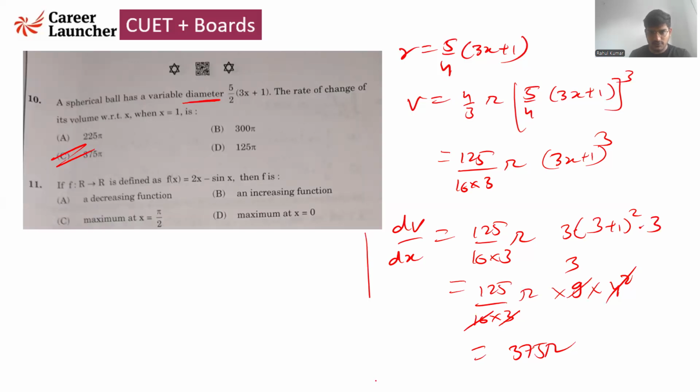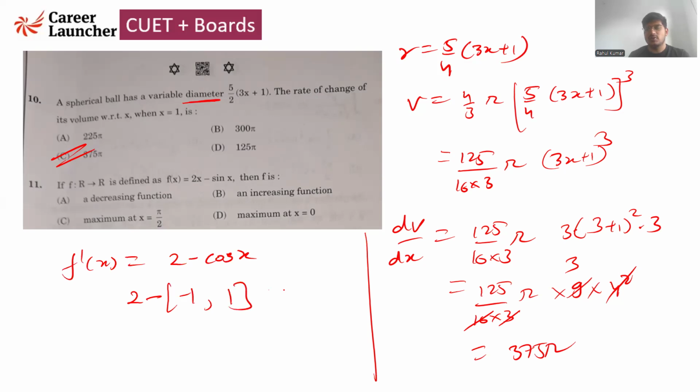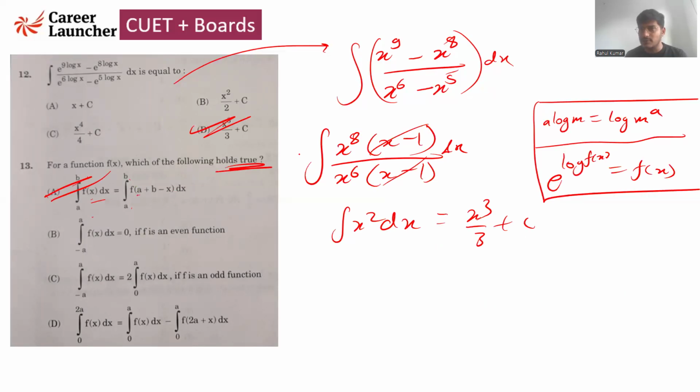Now we have the next problem, which is the 11th one. If f from R to R is defined as this function, then you need to check whether the function is increasing or decreasing. First, we'll find f dash x, which is 2 minus cos x. The derivative is 2 minus cos x. Now, the value of cos x lies between minus 1 and plus 1. So 2 minus cos x is always greater than 0. So the function is an increasing function. Now the statements after this.